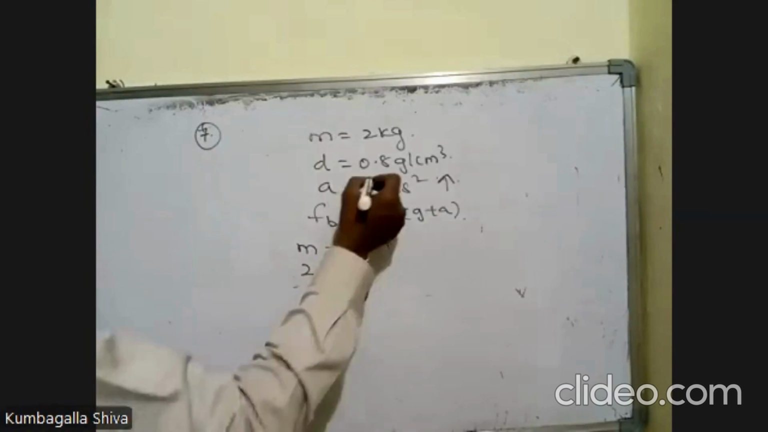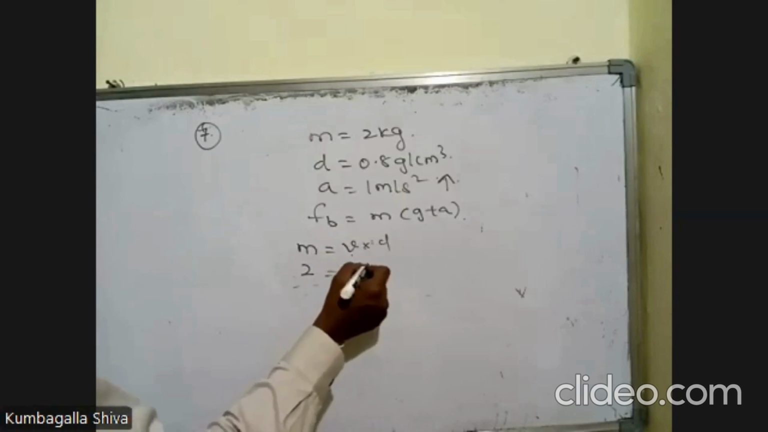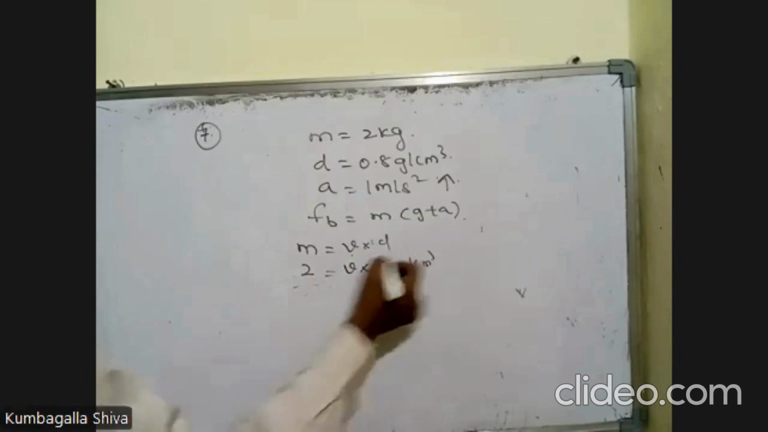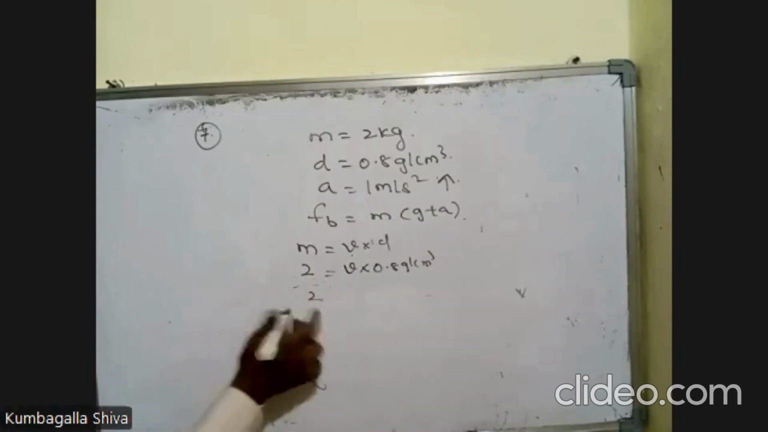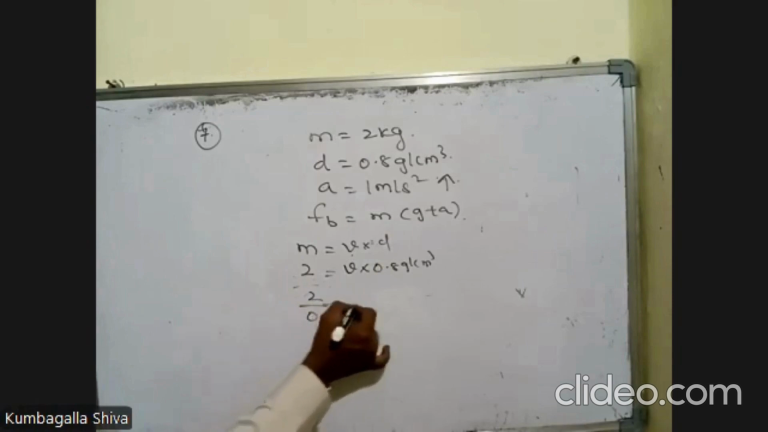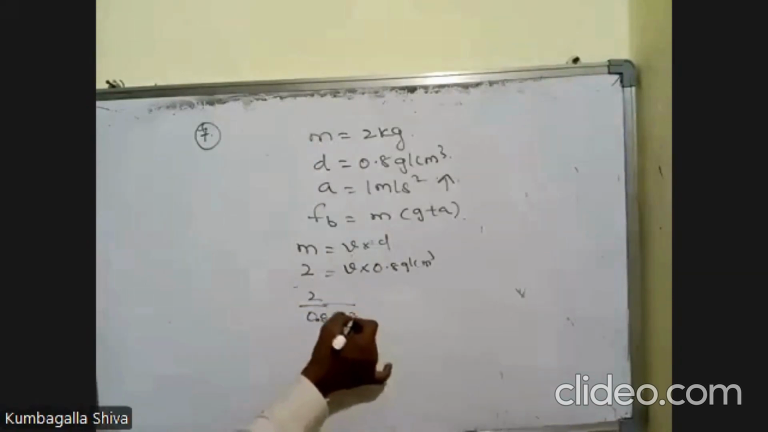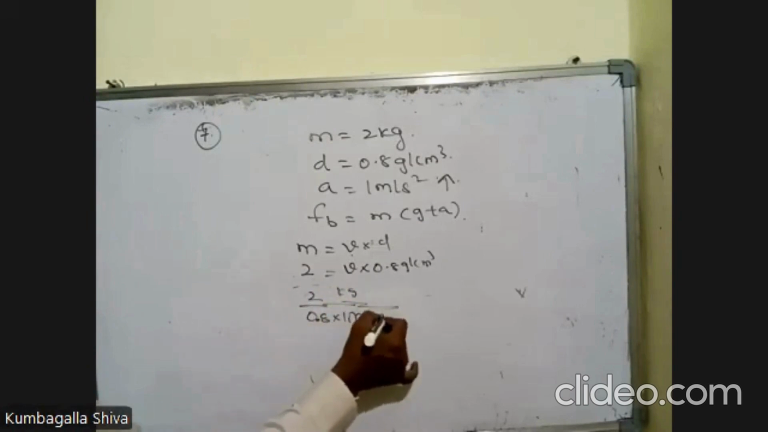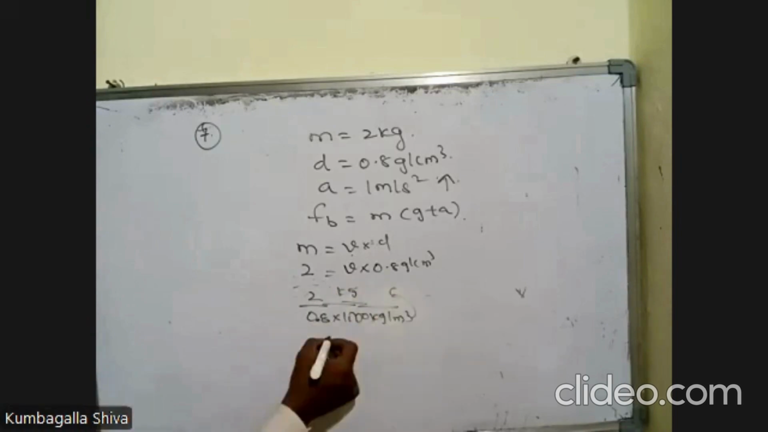So volume is 2 by density. The density is given as 0.8 gram per centimeter cube. So you can write here 2 by 0.8 into 1000, 2 kg per kilogram per meter cube. So kilo gets cancelled, and meter cube goes up. So you get 2 by 0.8, how much? Just now we have done the calculation.